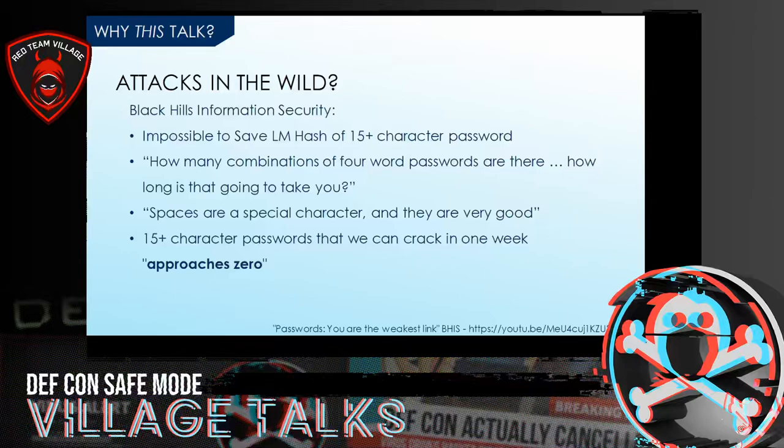So they have some pretty solid reasons, a couple of pointed recommendations, but perhaps the most interesting thing mentioned is that they have been given hashes from a domain with a 15-character passphrase policy specifically to crack them, and the amount they can crack in a week approaches zero, basically no success. There's also that mention of spaces are a special character. We'll get back around to that one. They are a character, certainly. Any case, approaching zero success.